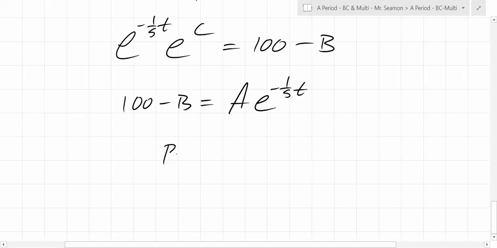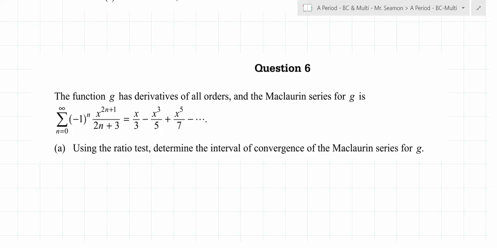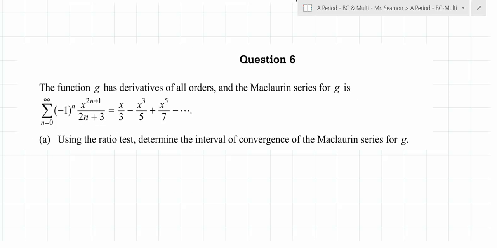So b is going to be equal to what? Negative a e to the 1/5 t plus 100? Yeah, because you have to subtract it to make it negative. Overall, it's the same amount of work. It's what you have to do with comfort levels. It's fine. 2012. Hey, a function g has derivative of all orders in the Maclaurin.